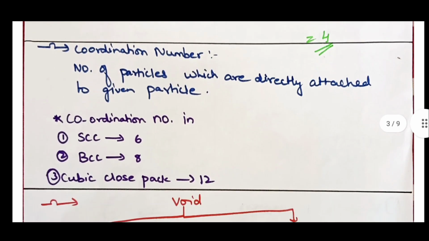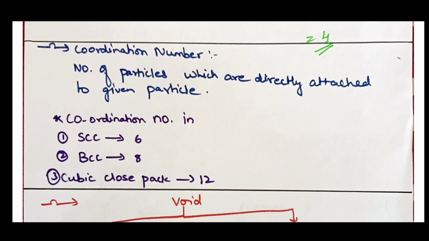So let's move on to coordination number. They can ask you, what is coordination number? The number of particles which are directly attached to the given particle is known as coordination number. They can ask you what's the coordination number in SCC. This will be an MCQ. You can get 2, 4, 6, 8 as values, but the coordination number in SCC is 6.